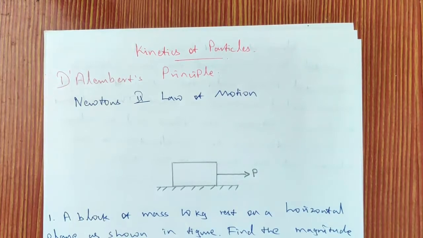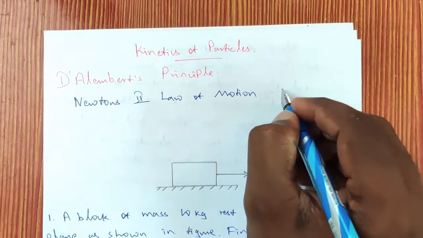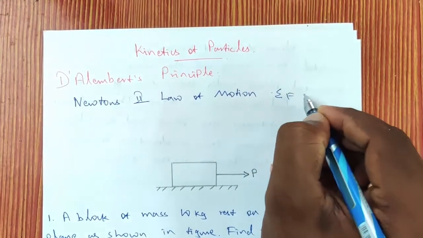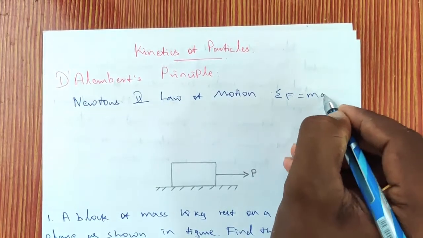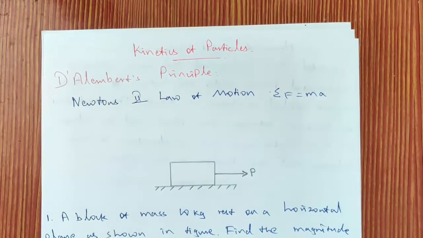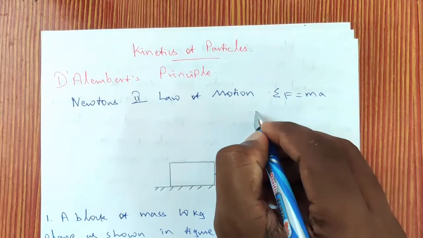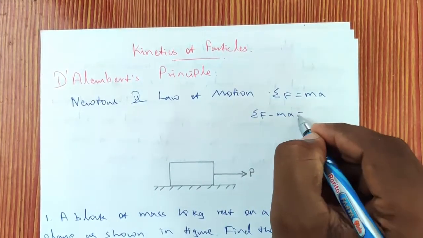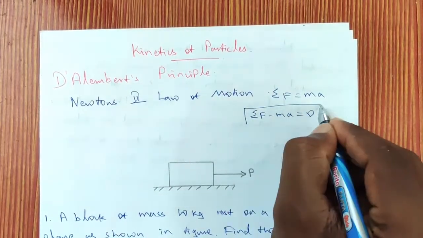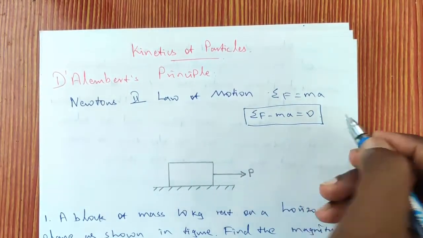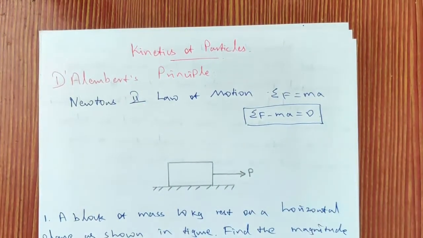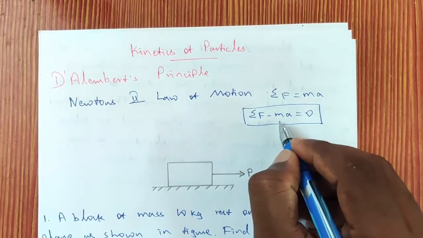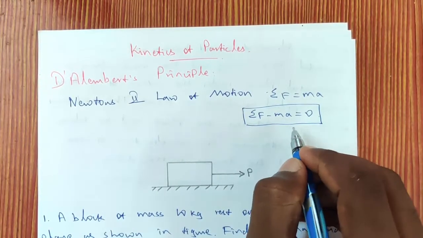We know that Newton's second law of motion is summation of F is equal to mass into acceleration. So we can rewrite this equation like this: summation of F minus ma is equal to 0. So this is the equation of D'Alembert's principle. Here m is the mass and a is the acceleration.